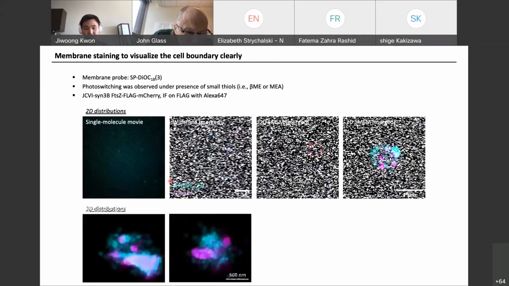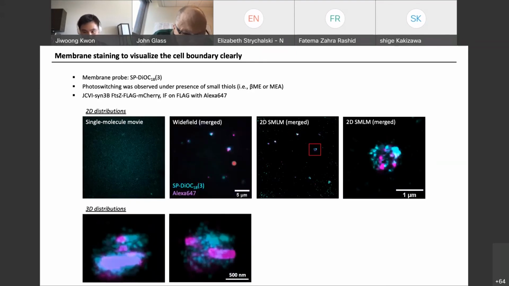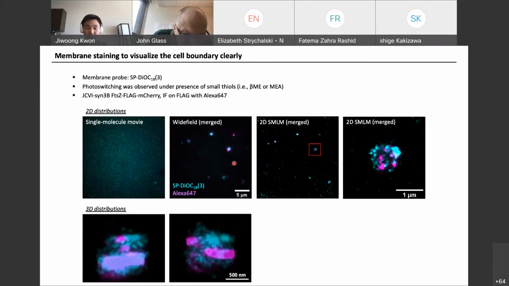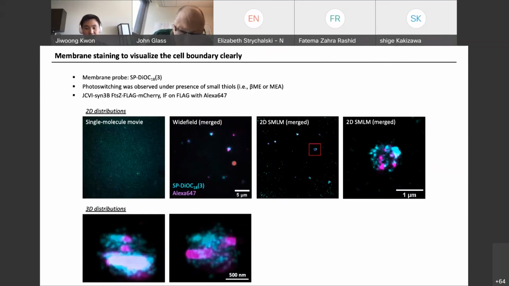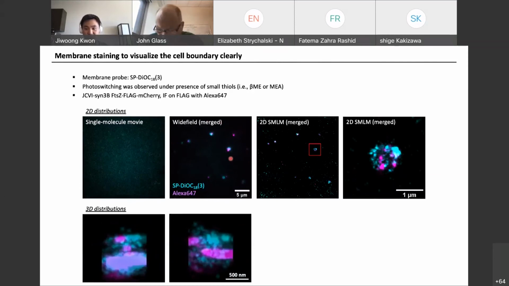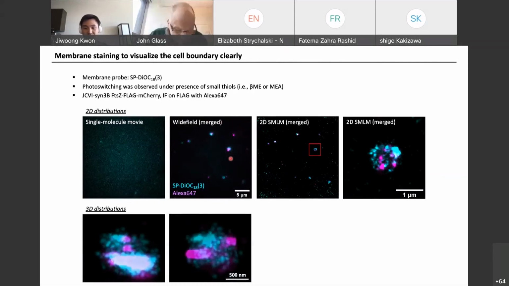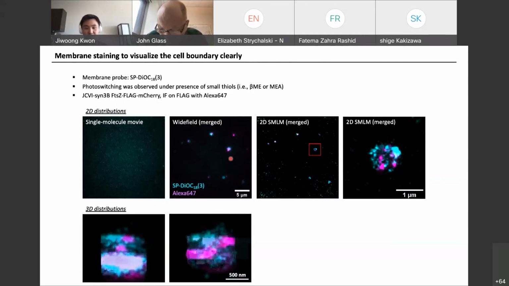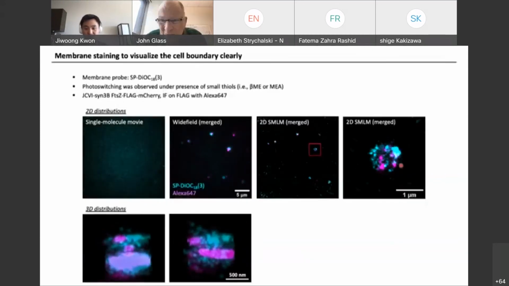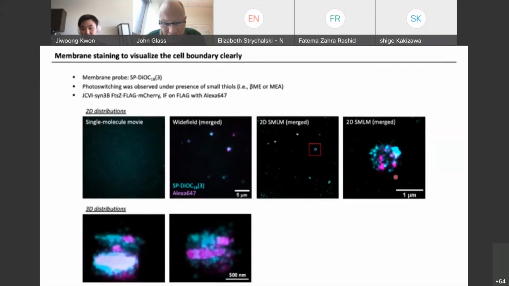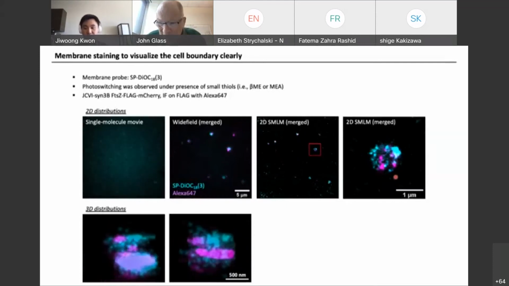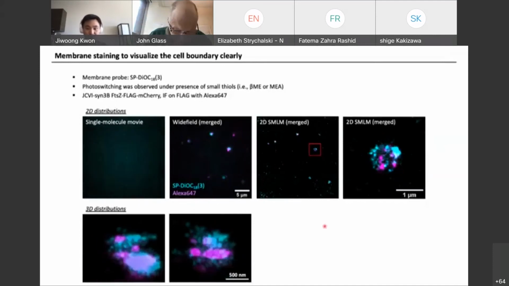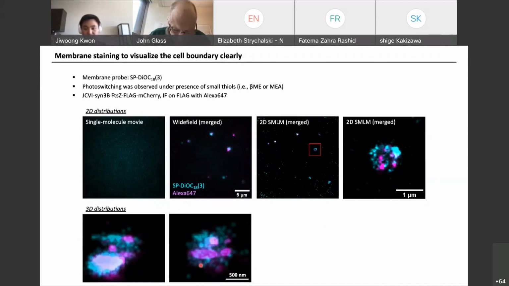So we tried to co-visualize the cellular membrane and FTSC proteins by using SMLM imaging. Here, the cyan ones are the membrane probes, and the magenta ones are the FTSC proteins. And again, the FTSC proteins are clustered and located in proximity to the membrane in both 2D and 3D measurements.